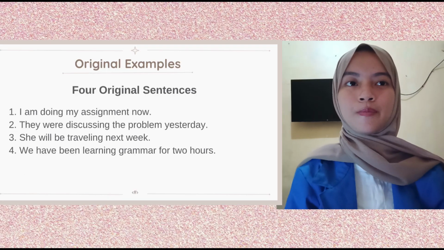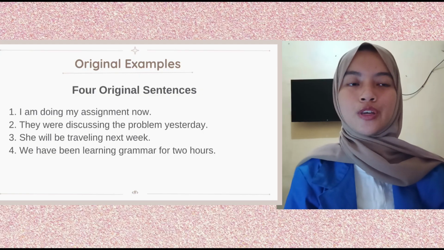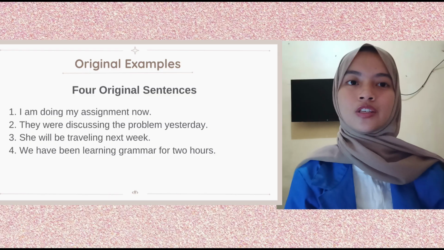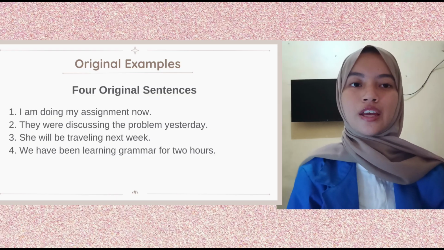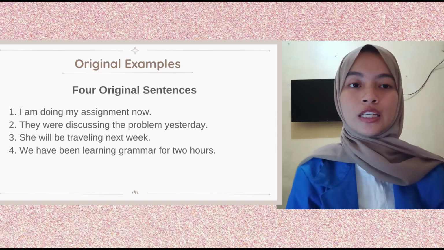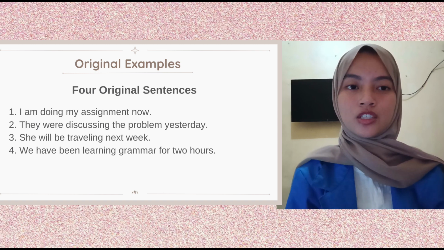Here are some examples of progressive aspect. First one, I'm doing my assignment now. They were discussing the problem yesterday. She will be traveling next week. We have been learning grammar for 2 hours. These examples represent different progressive forms in English grammar.